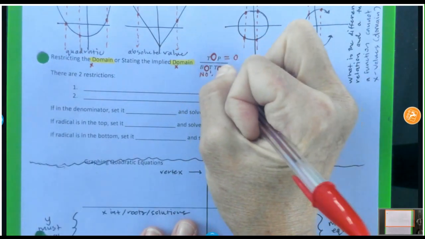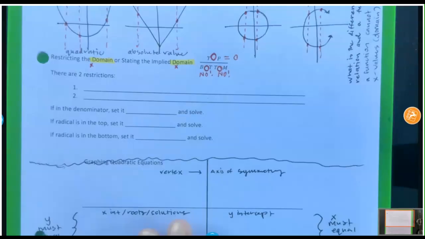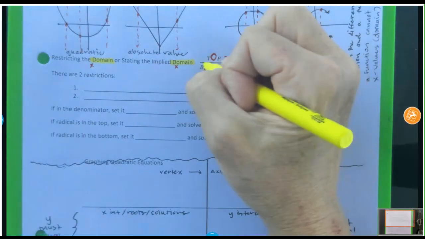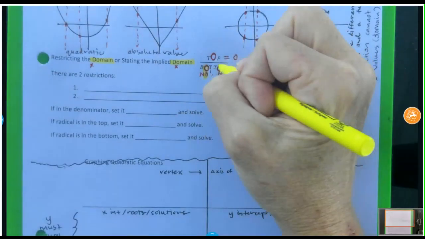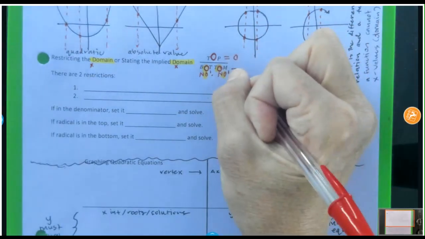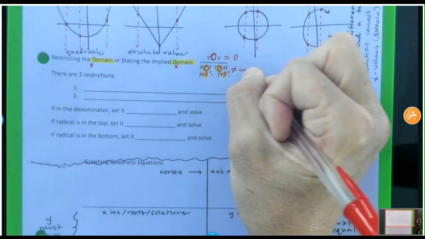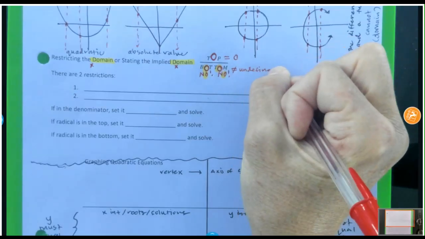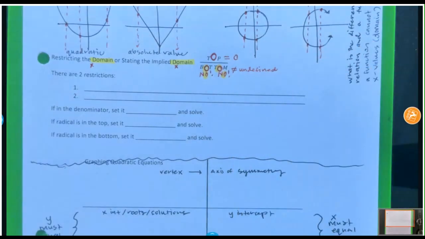Now notice you have two O's in the bottom. O here corresponds to no there. O here corresponds to no there. If it is in the bottom, it is a no. It is what the calculator tells us is undefined. It cannot happen. It is undefined. Division by 0 is a no. It is undefined. And we just looked at that using our calculator.